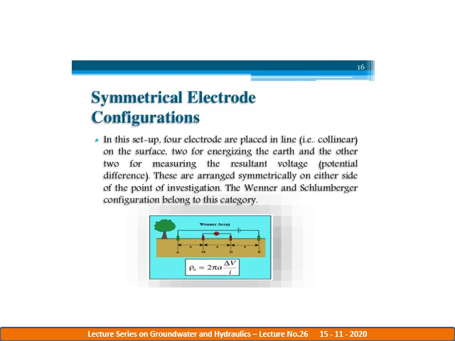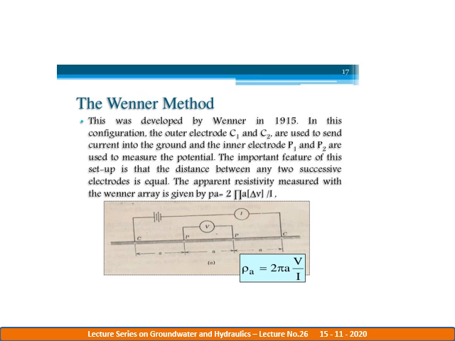Then we have different configurations, that is Wenner and Schlumberger. In Wenner, a setup of 4 electrodes is placed in a line on the surface, 2 for energizing the earth and the other 2 for measuring the resultant voltage. This is the Wenner method.